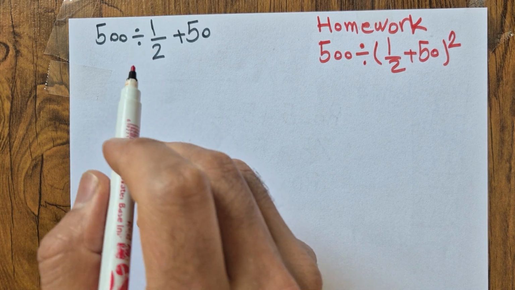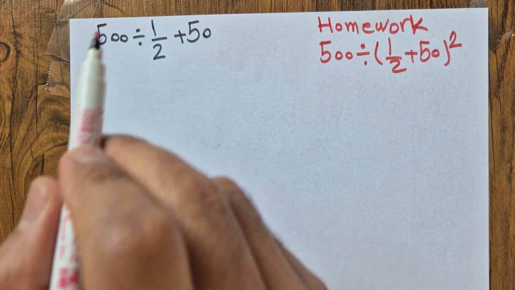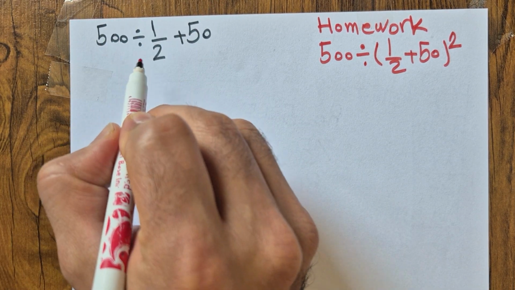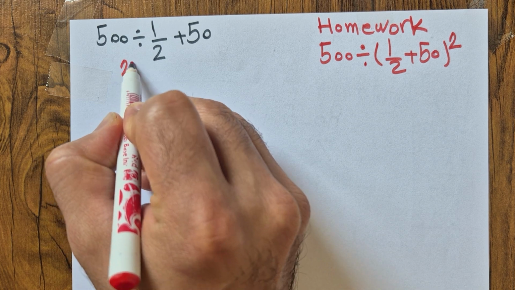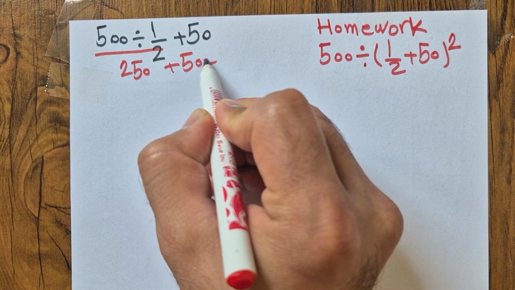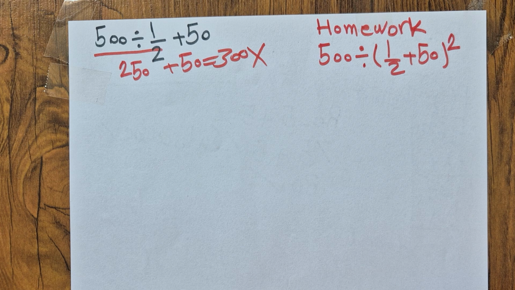500 divided by 1/2 plus 50. So pause the video and work out this expression. Some of you would say 500 divided by 1/2 gives us 250 maybe, and then plus 50 gives us 300. Unfortunately, that's an absolute mistake.